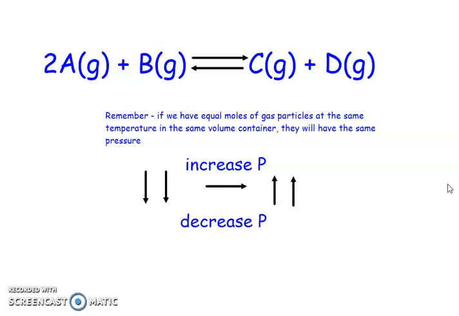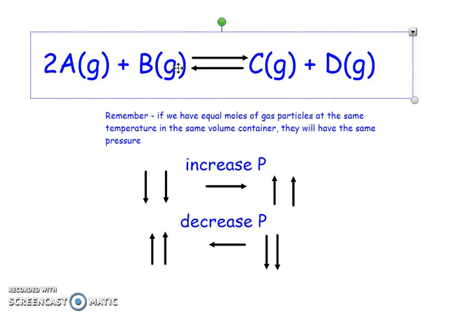If I were to decrease the pressure, the system's going to try to get the pressure back up to where it was. Therefore, it's going to shift to the side with more moles of a gas. The stuff with more moles of a gas is going to increase, and the side with fewer moles of a gas is going to decrease. Again, remember, we're only dealing with gases.